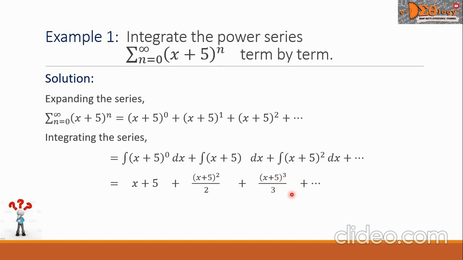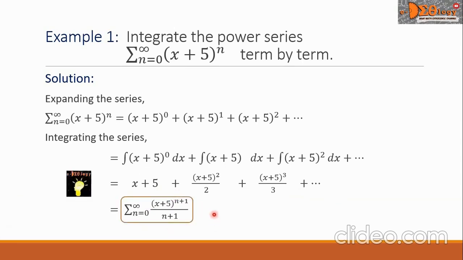We can write this now in sigma notation like this. Summation from n equals 0 up to infinity of x plus 5 raised to n plus 1 all over n plus 1. This is our answer.